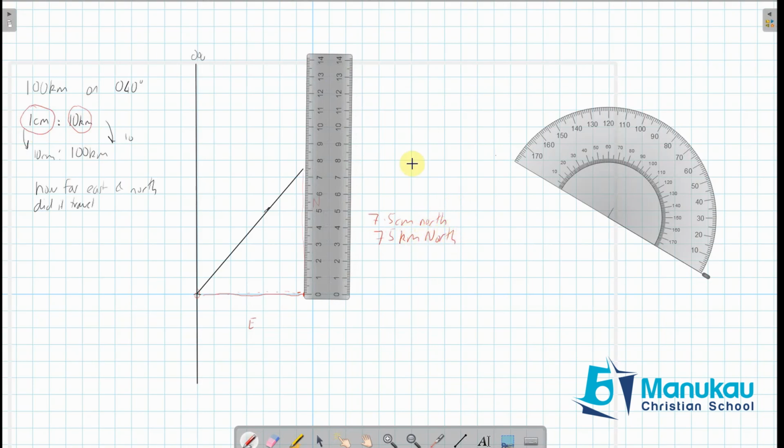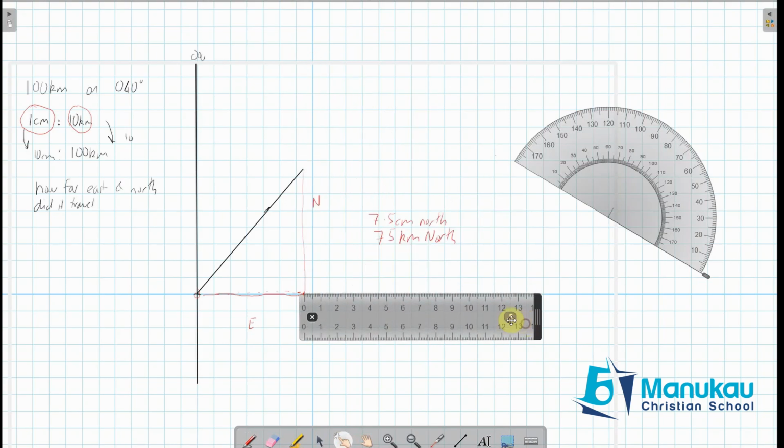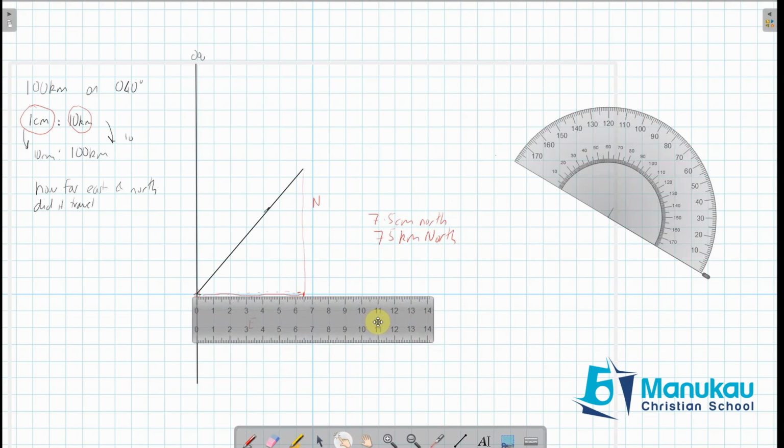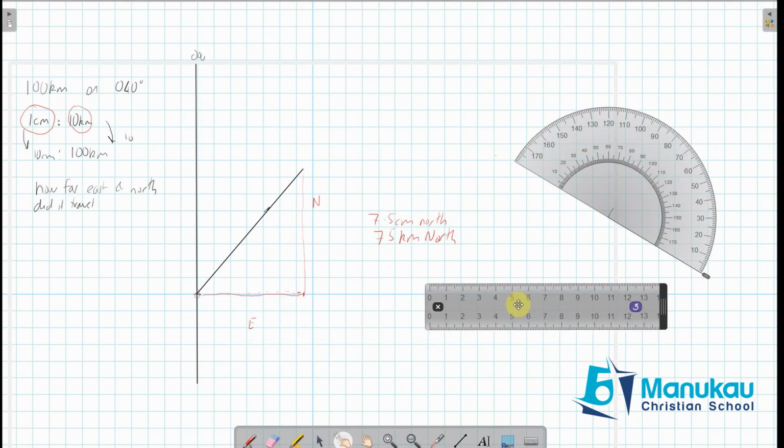And I'm going to work on my easterly direction. Now that looks to me to be approximately 6.5 centimeters. So I'm going to write 6.5 centimeters east, and then using my scale I'm going to multiply it by 10 because of the scale I used, and it's going to be 65 kilometers east. Okay, now that's generally what you do with scale diagrams.